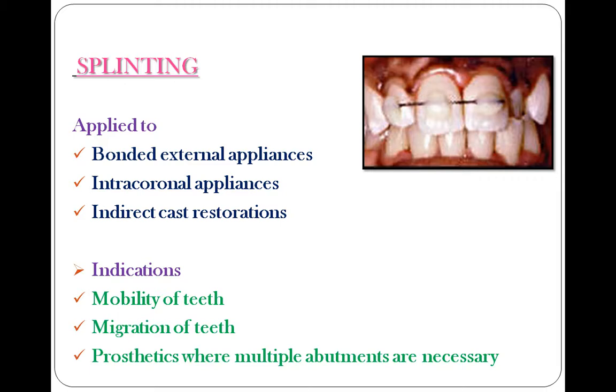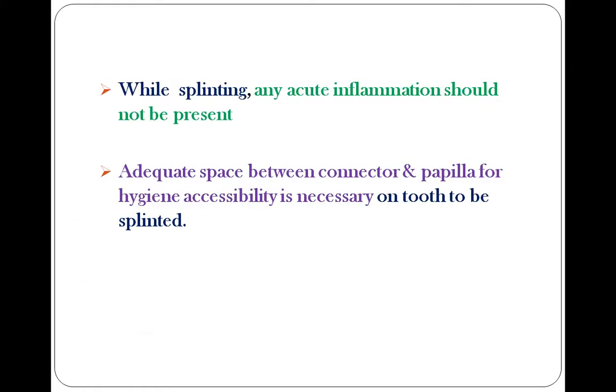At the same time, care should also be taken so that the interproximal connectors do not impinge on the interdental papilla. Whether you use a restorative material and a wire splint, or different metal splints, the connecting wires which connect the mobile teeth should not impinge on the interdental papilla. Also, adequate space must be provided between the connector and the papilla for access to oral hygiene, which can be maintained with either a floss or an interdental brush.